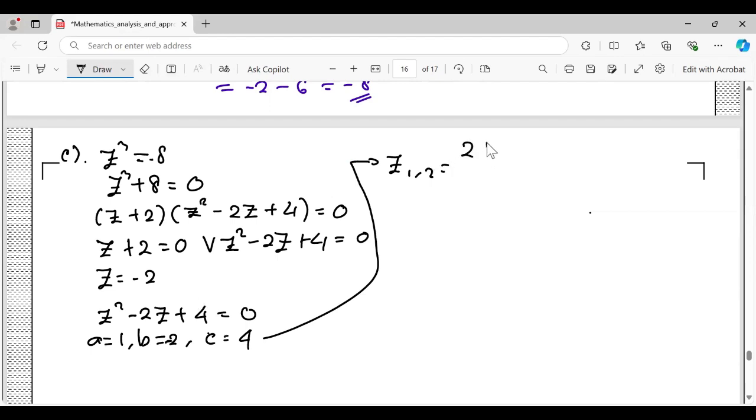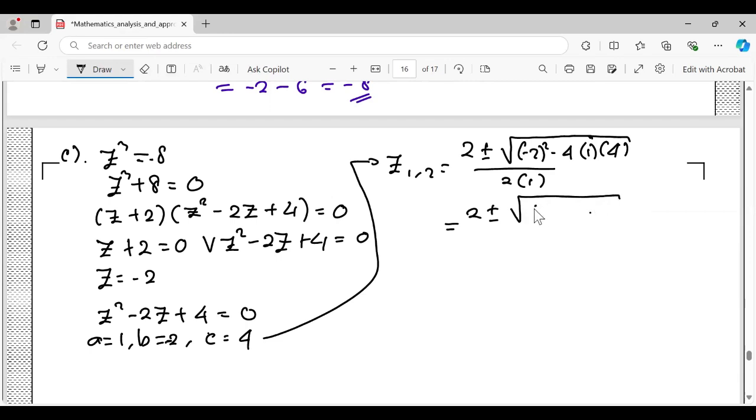Minus 2 means plus. So positive 2 plus minus square root of minus 2 squared minus 4 times 8 times 4, over 2 times 1. It will be 2 plus minus square root of 4 minus 16, over 2. So it will be 2 plus minus square root of minus 12, over 2.